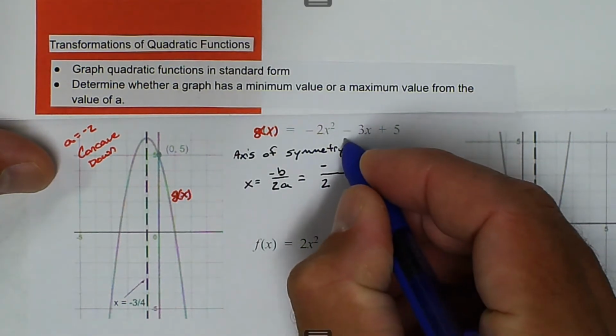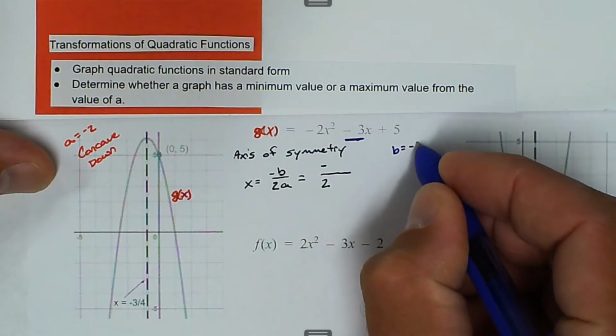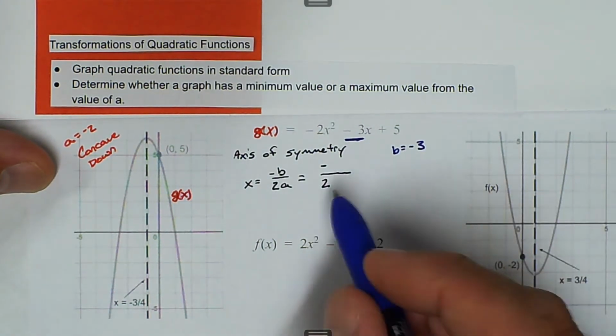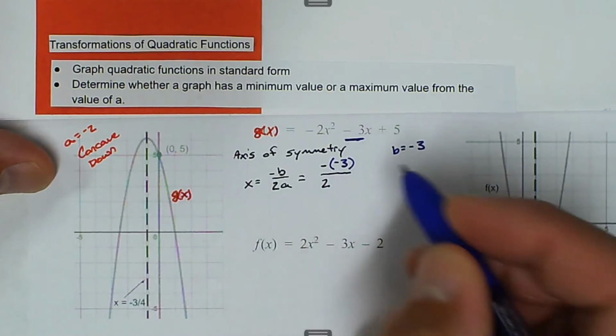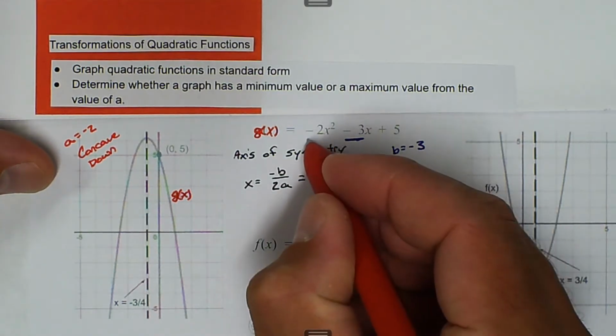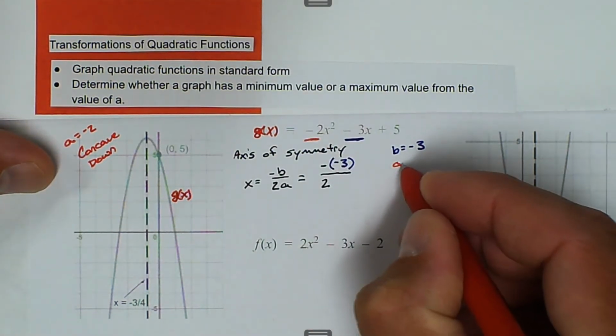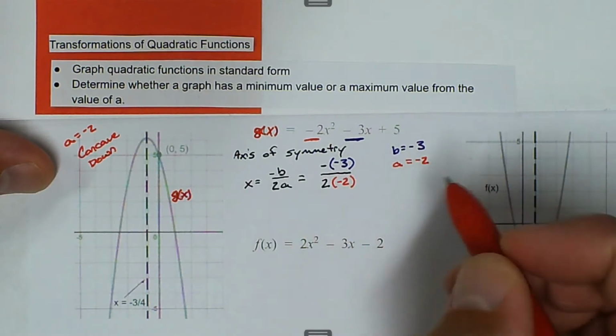Now in this case, our b value is equal to -3. So we have to substitute in the -3 for b. And then our a value is -2. So we have to substitute in a -2.